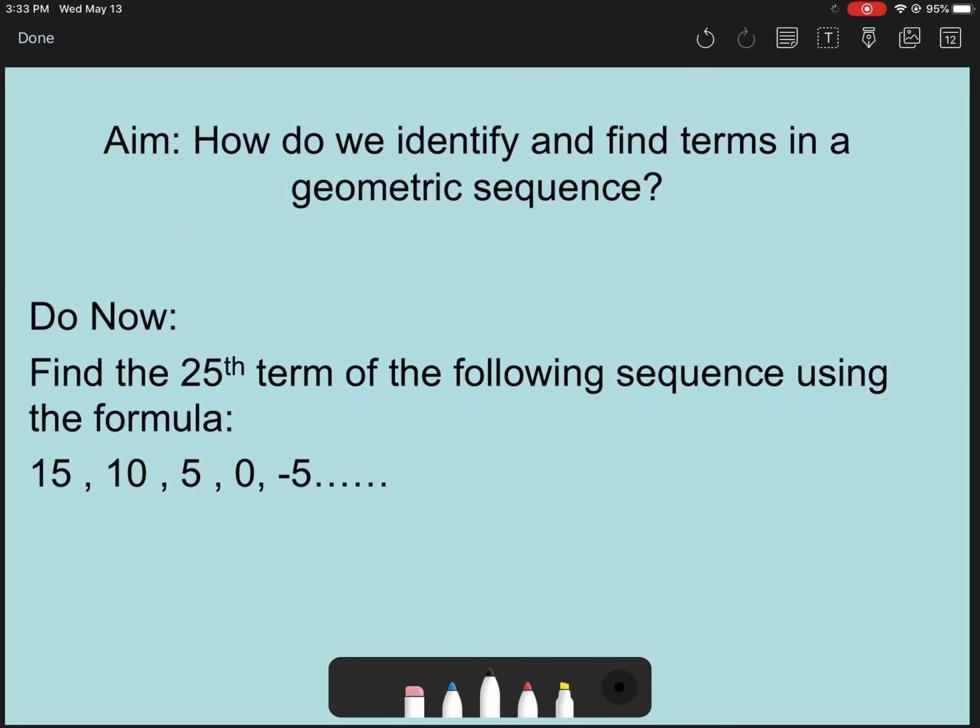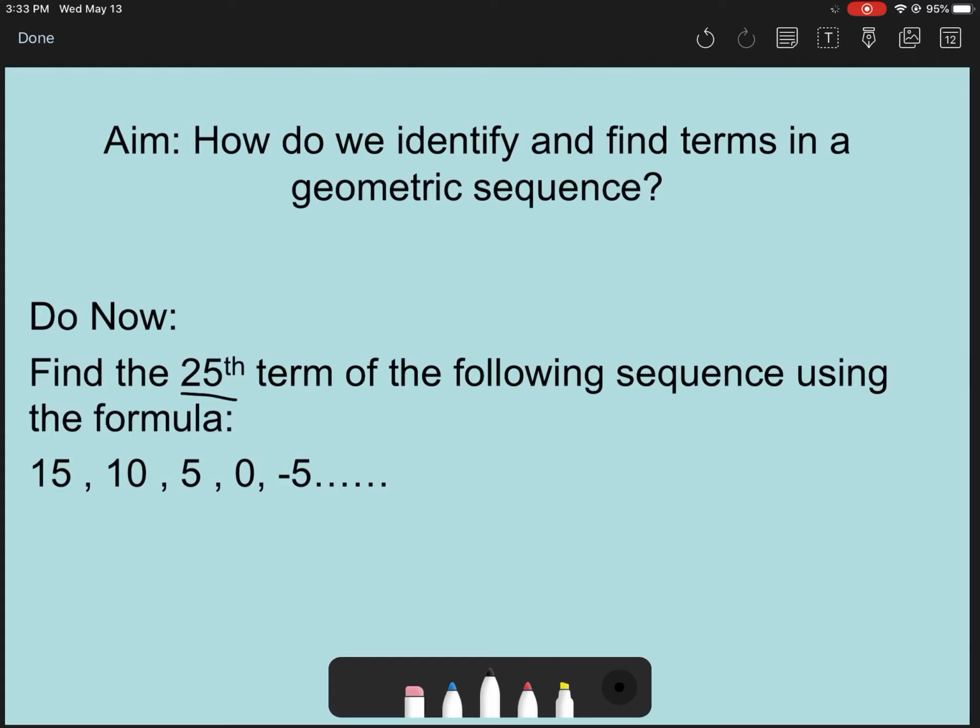Hi everybody, today we're going to learn how to identify and find the terms in a geometric sequence. Okay, so let's start with the do now. Find the 25th term of the following sequence using the formula.